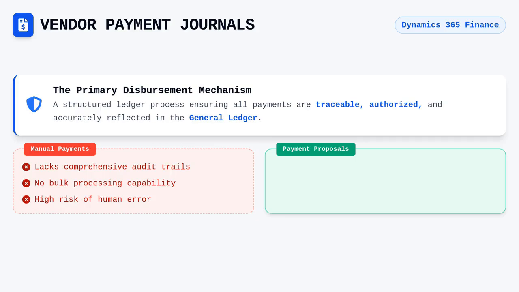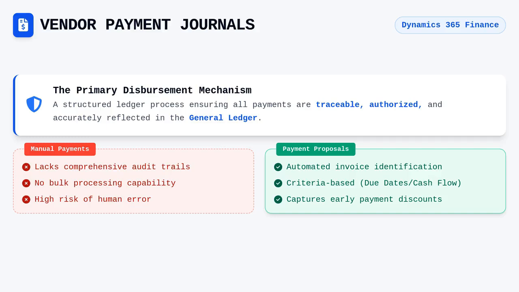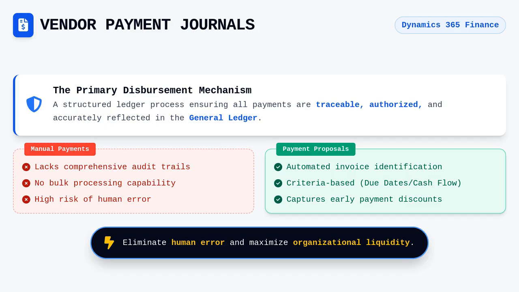A payment proposal is a powerful tool that automatically identifies open invoices based on your selected criteria, such as specific due dates or available cash discounts. By leveraging this tool, you remove the risk of human error during the selection process and ensure that terms, such as early payment discounts, are captured consistently whenever the organization has the liquidity to pay early.